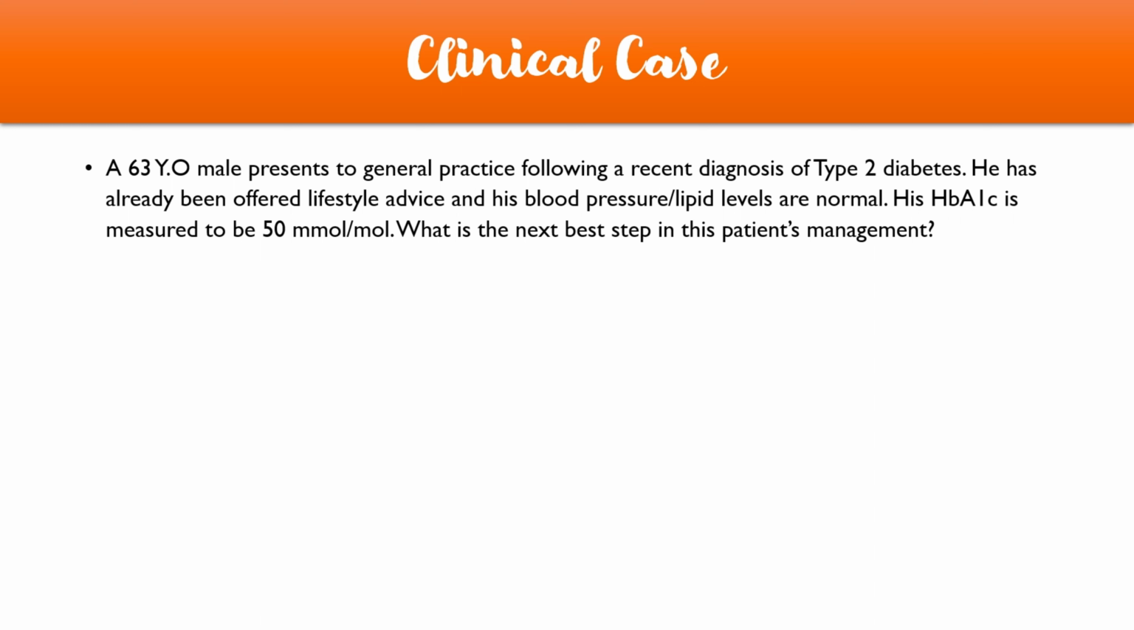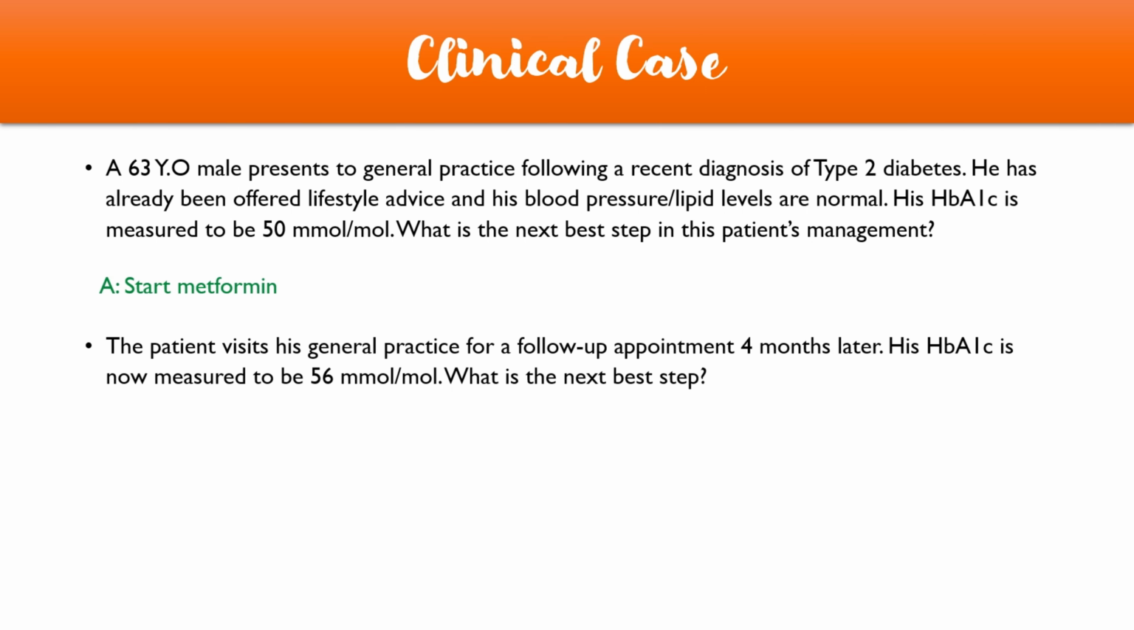So in this case, the patient should be started on metformin, as the values are above 48 mmol per mole despite adequate lifestyle advice. As a follow-up question, the patient visits his general practice for another appointment 4 months later. His HbA1c is now measured to be 56 mmol per mole. What is the next best step in management?